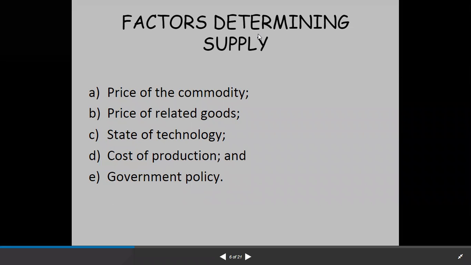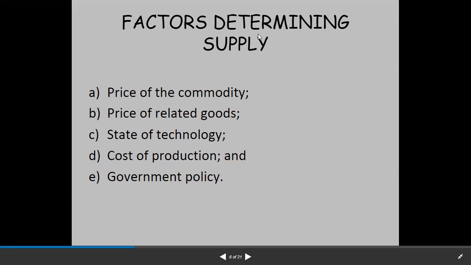As I told you, individual supply refers to the quantity of a commodity which an individual firm is willing and able to offer for sale at a given price during a given period of time. That is individual. Market supply refers to the quantity of the commodity that all the firms are willing and able to offer for sale at the given price during the given period. So that is called the market supply. Now, the determinants of the individual and the market supply.